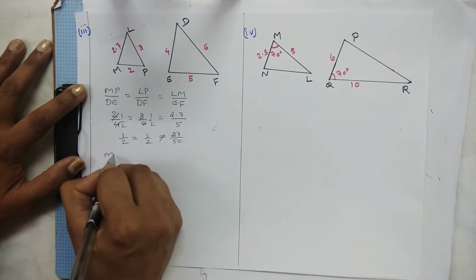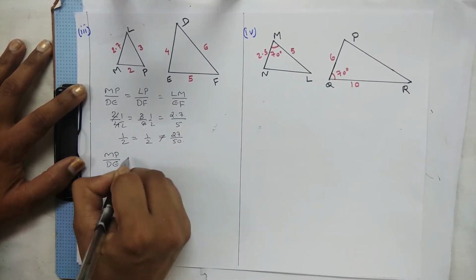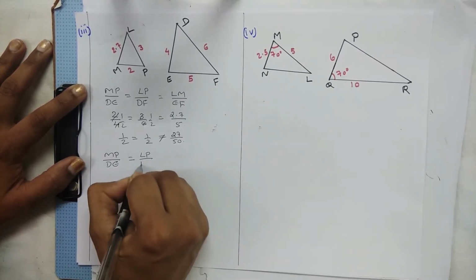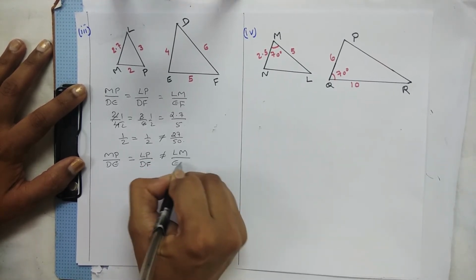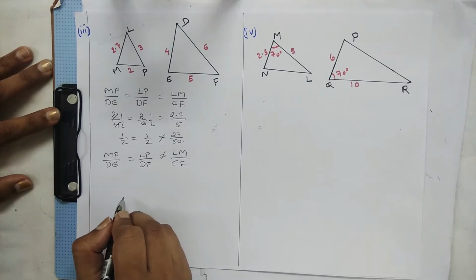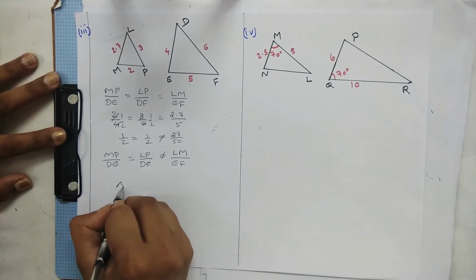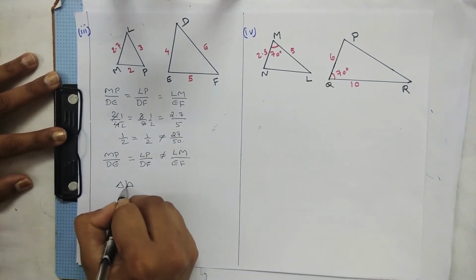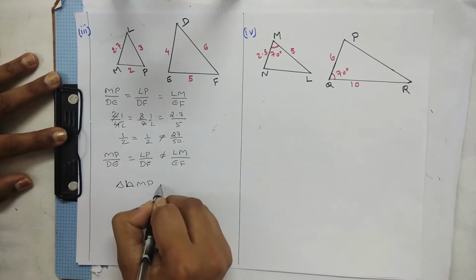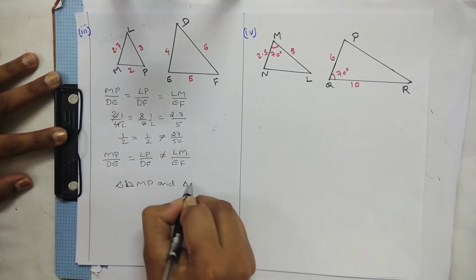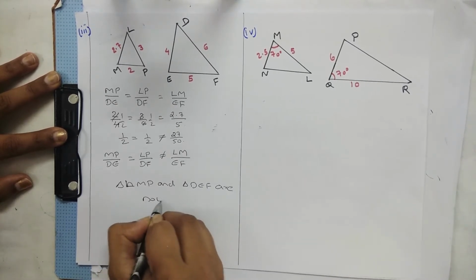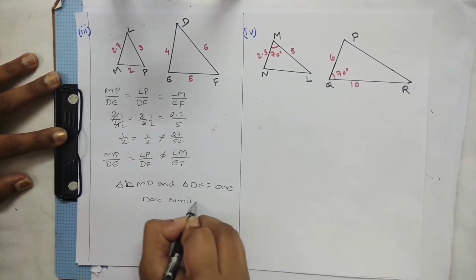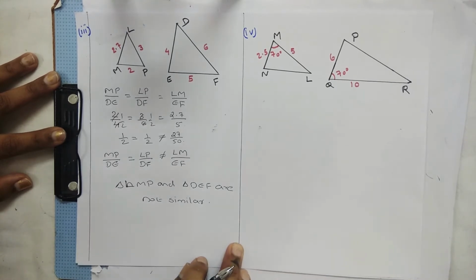That means MP divided by DE is equal to LP divided by DF. It is not equal to LM divided by EF. So therefore by SSS similarity criterion, triangle LMP and triangle DEF are not similar. Okay. Next one.